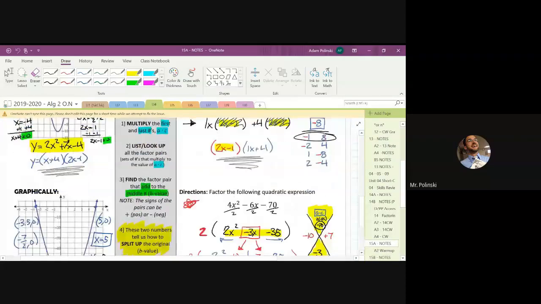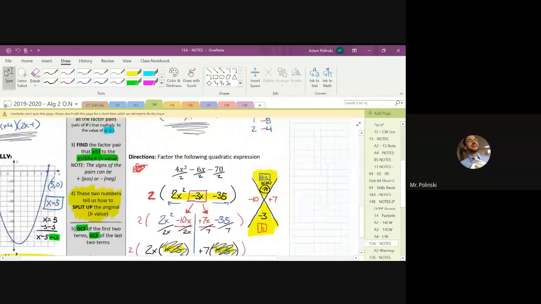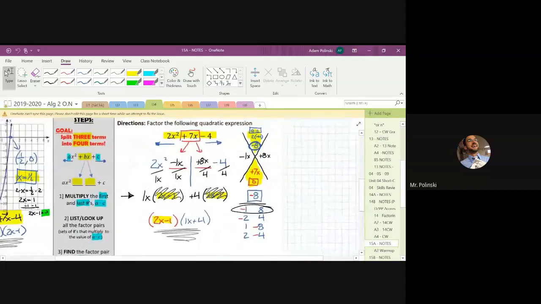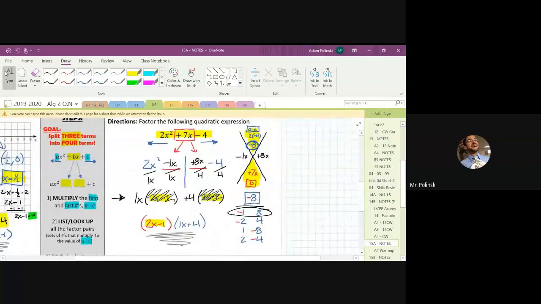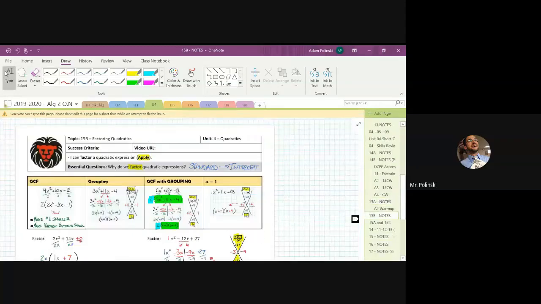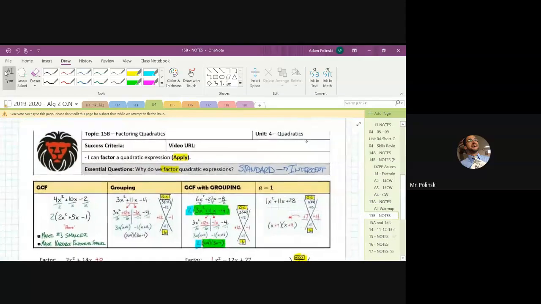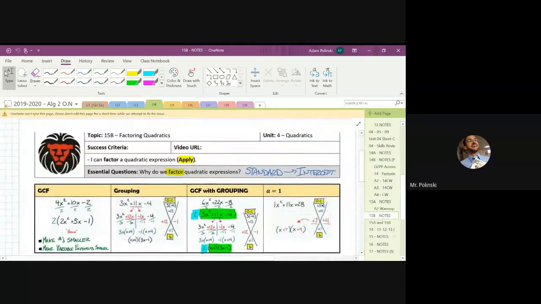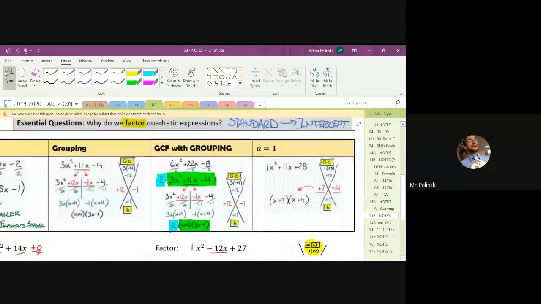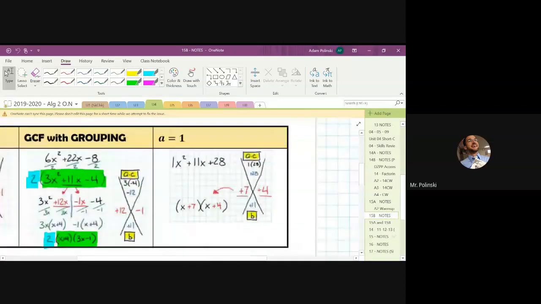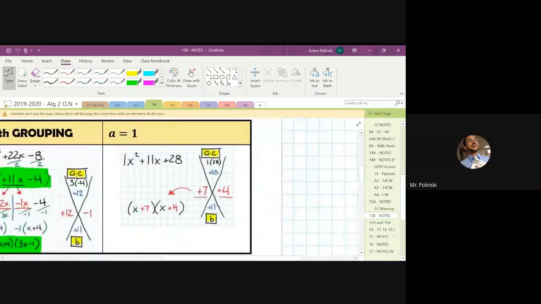We talked about factoring by grouping. We had this process right here where we made our little chart. We split, we had this little division here, and then we said, you know what, we can condense this down. We talked about GCF and the grouping. If a is equal to 1, when we made our chart, our answers just appeared. The values inside the parentheses were just the ones in the chart.